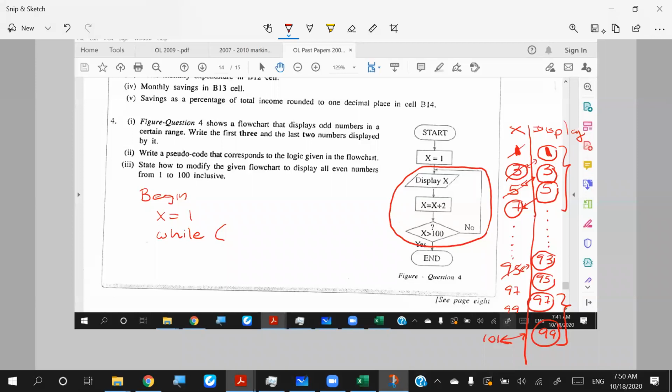Then on the no side the condition is false. So we have to flip the condition. So the opposite of this condition is going to be what? X less than or equals 100, right? That should be there, right? මොකද මෙයාගේ no වෙනවා නම් මෙයාගේ years කරගන්න පුළුවන් ක්‍රමය තමයි ඕක.